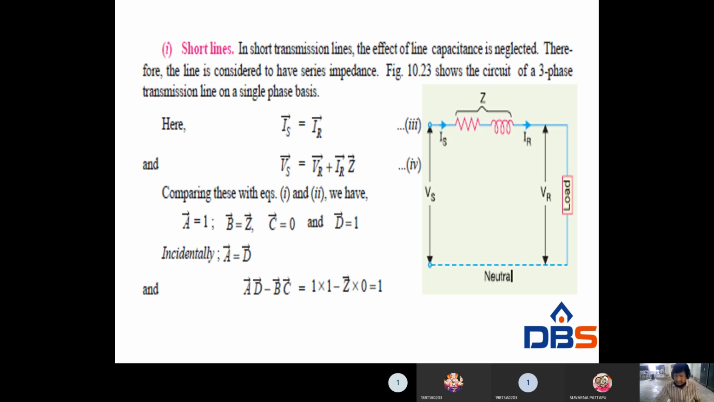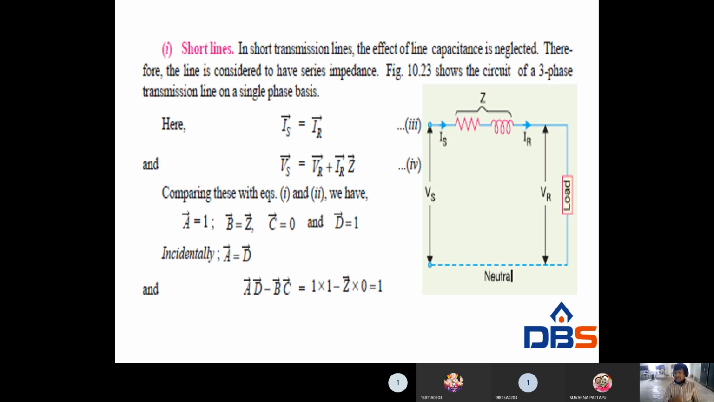Right? So just remember. So first from the circuit, Is is equal to IR. That is taken as equation 3. Apply KVL. Vs is equal to VR plus IR into Z. So compare these two equations with 1 and 2. That means A is equal to 1, B is equal to Z, C is equal to 0. Very important for competition exams. What are the ABCD constant values for short transmission lines? A equal to D equal to 1, B equal to Z, that means impedance. So C equal to 0.